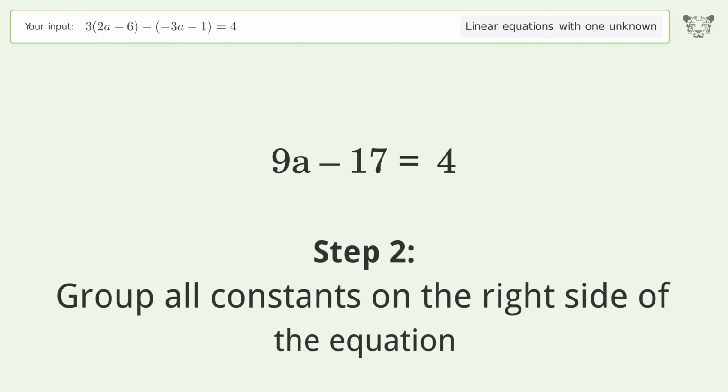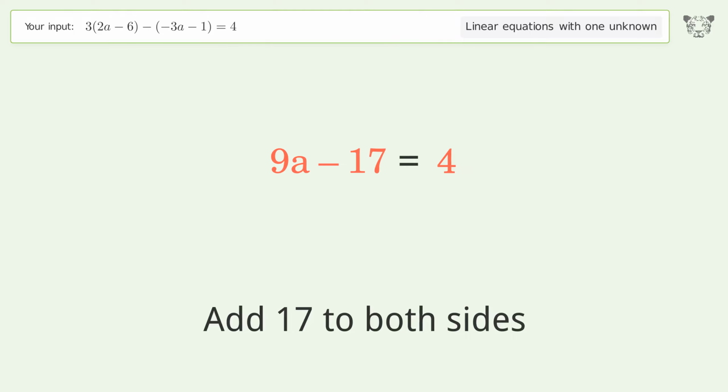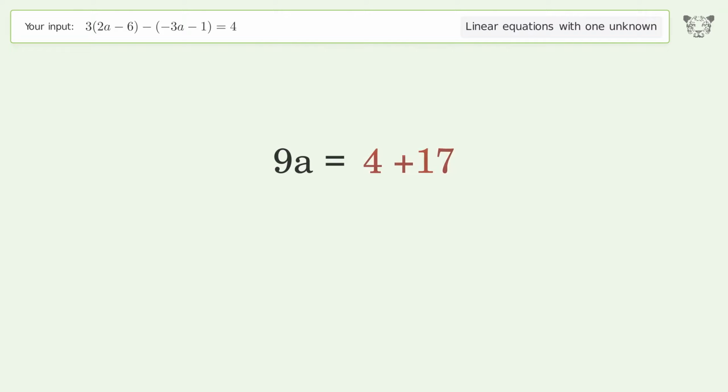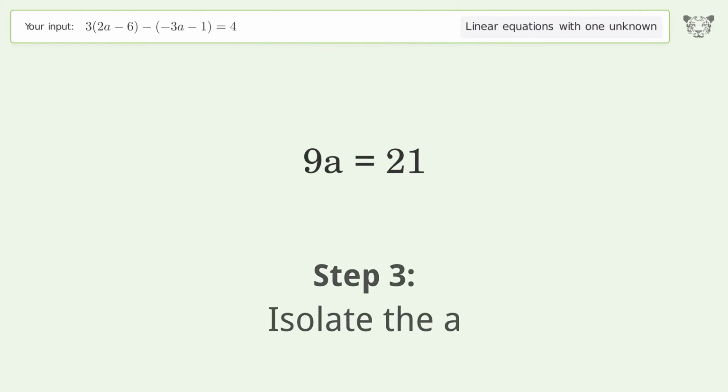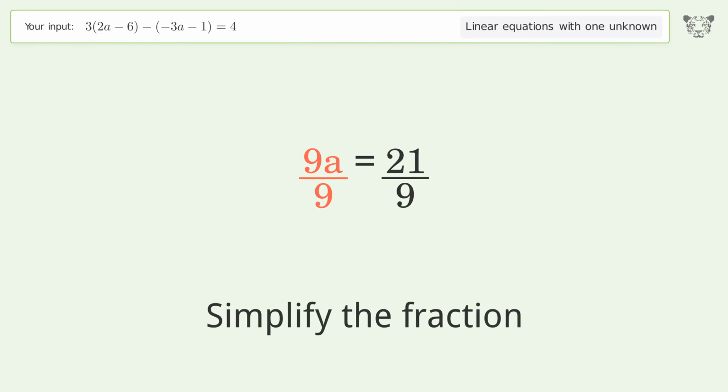Group all constants on the right side of the equation. Add 17 to both sides. Simplify the arithmetic. Isolate the a. Divide both sides by 9. Simplify the fraction.